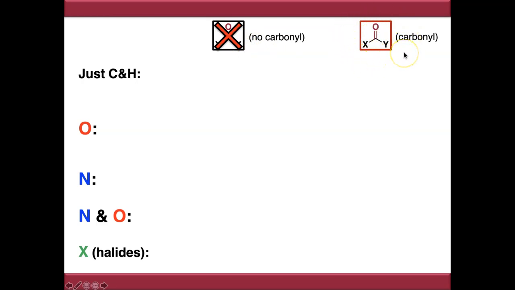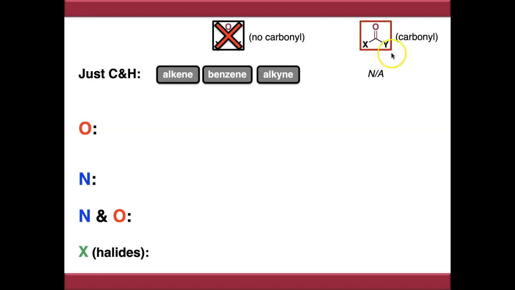So the presence of the carbonyl changes how the functional group behaves. It also changes how we classify them. So I've dealt with them both separately. So with just the hydrocarbon-based functional groups, we're going to deal with alkenes, alkynes, and benzene. Obviously, there aren't any carbonyl-containing functional groups with just carbon and hydrogen in because there's an oxygen here.